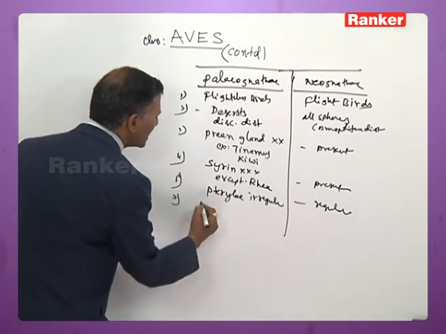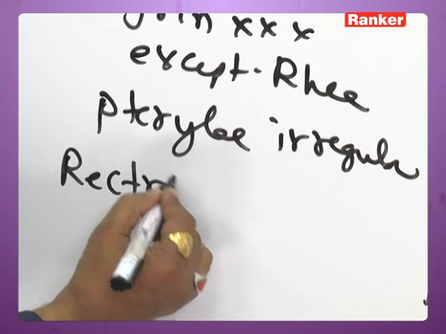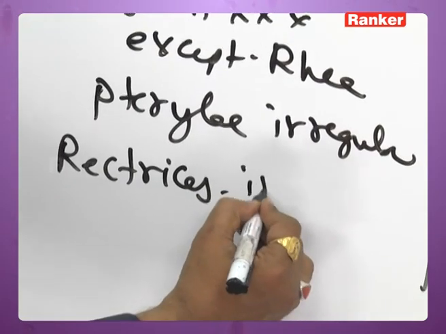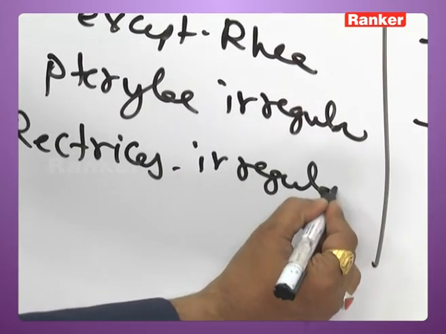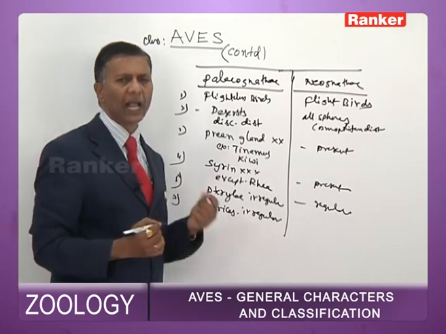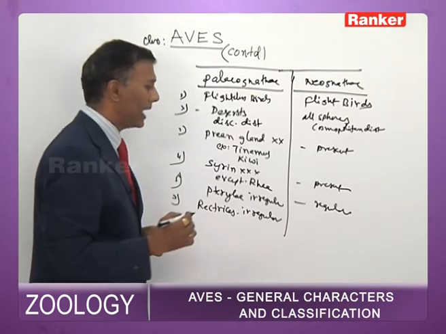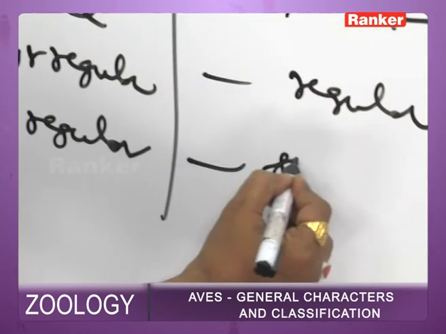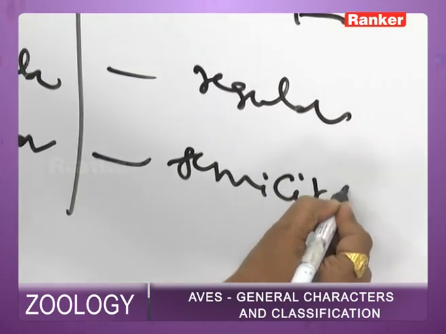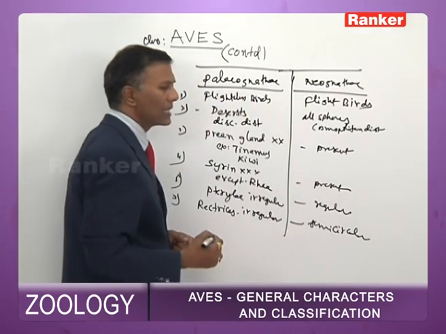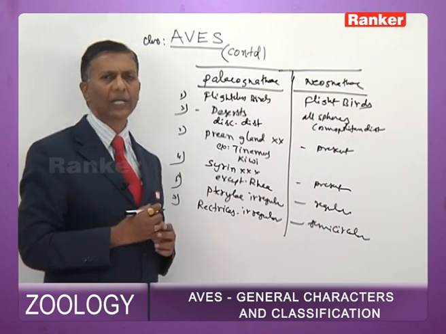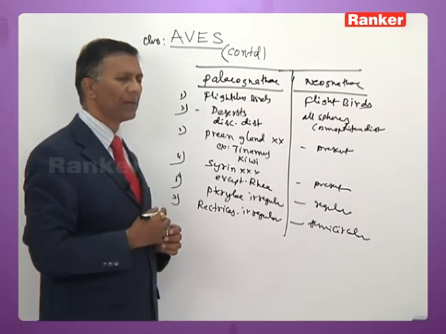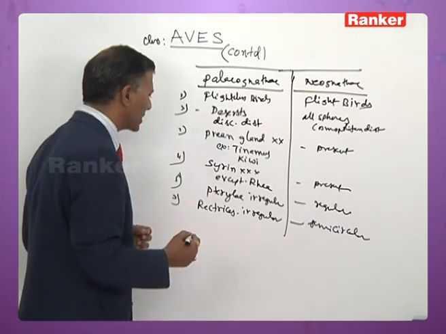In flightless birds, rectrices, the tail feathers, are either absent or irregularly arranged. In flight birds they are well developed and arranged in semicircular form around the pygostyle.